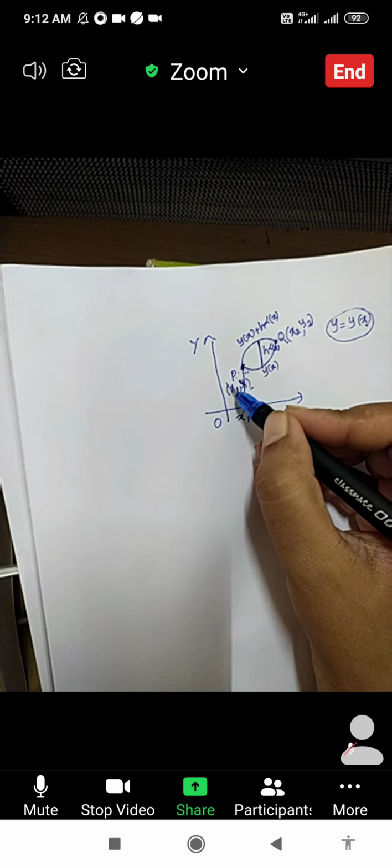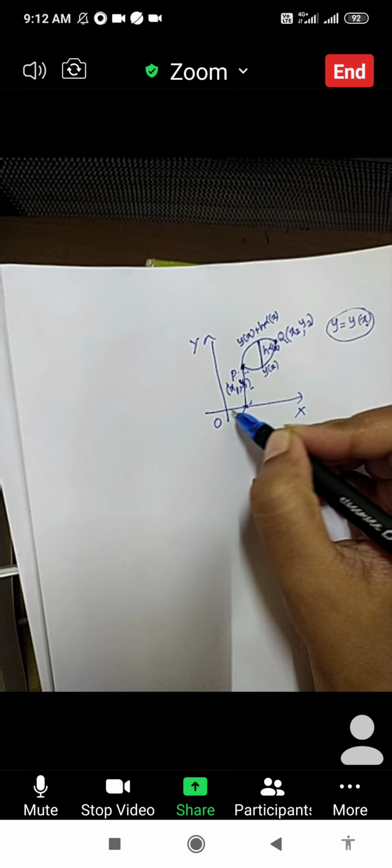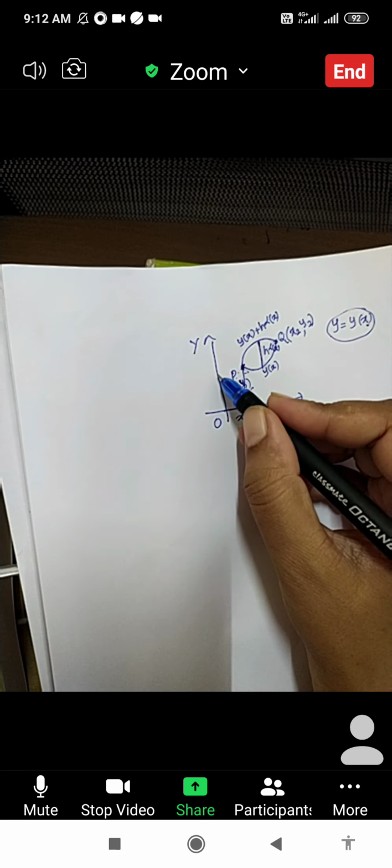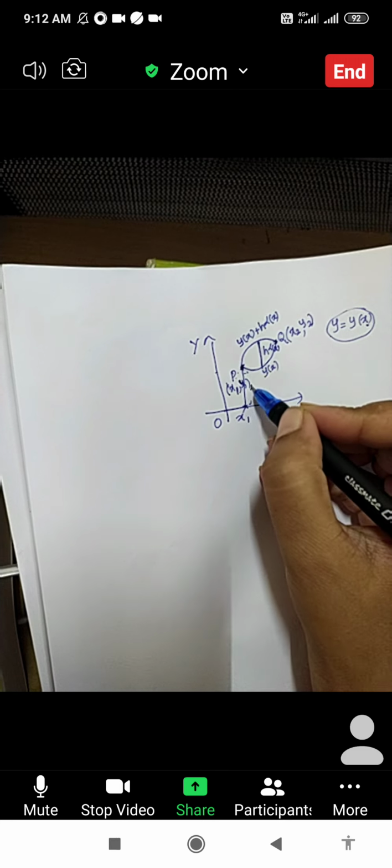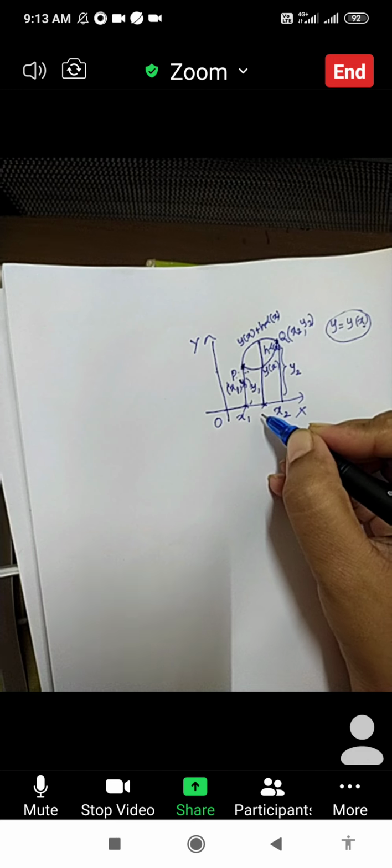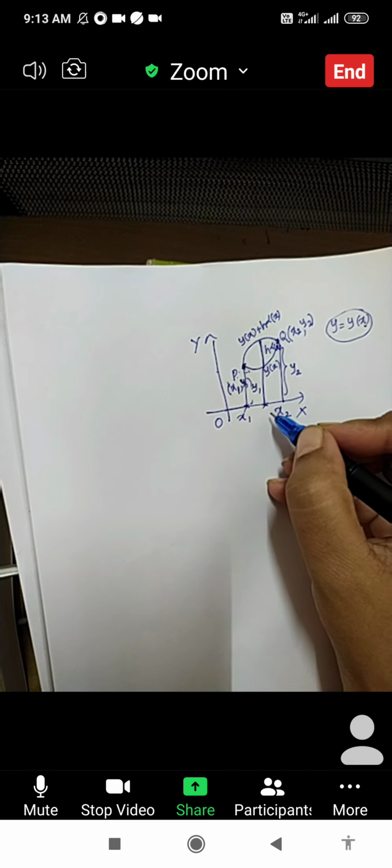It requires your geometry, nothing much. For this point, if you know the coordinates, this is the x coordinate and this distance is nothing but the distance from origin, the y coordinate. So this is y1. Similarly, if I just take here, what is this? This is x2 and this distance is nothing but y2. If I take here, tell me what it should be. It is some x, correct? So that this length is nothing but some y.